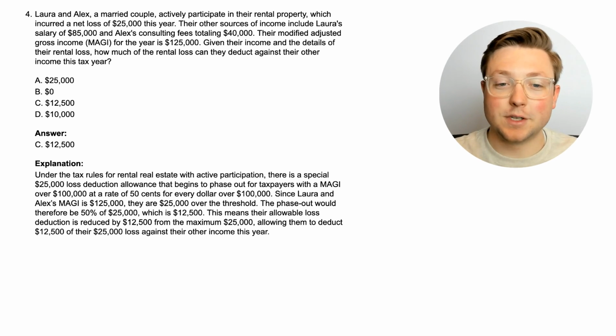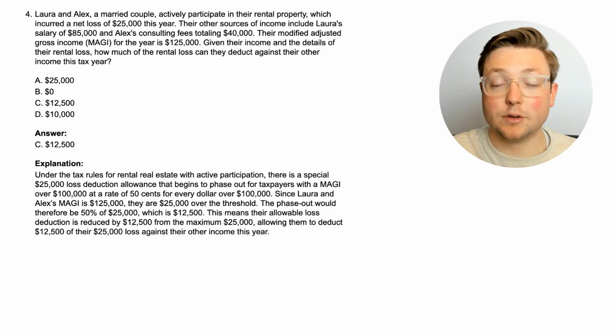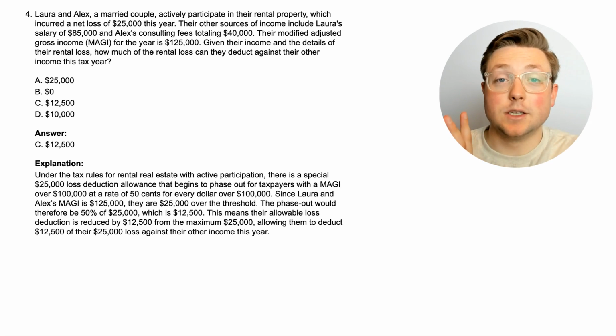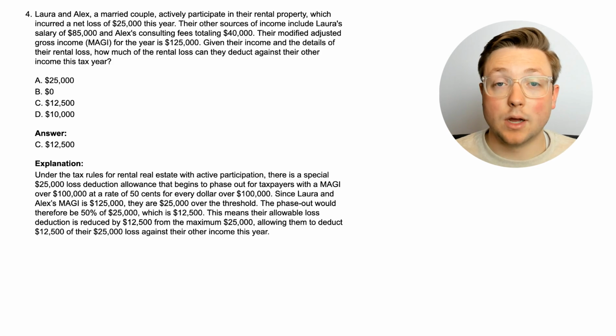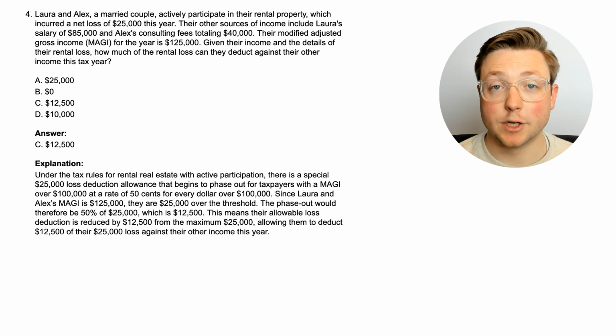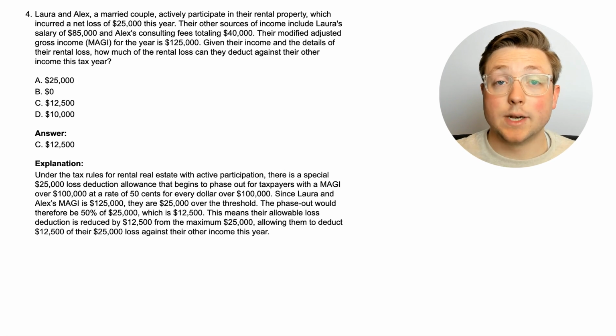Now that's a little bit confusing because the net loss was $25,000 and then the allowable deduction is $25,000. Now, if they had had an MAGI below $100,000, then they would have been able to use that whole loss against their other income. But because their MAGI is over $100,000, that's where that phase out starts happening. So they're only able to take half of that $25,000 reduction. All right, let's go ahead and go to the next question.